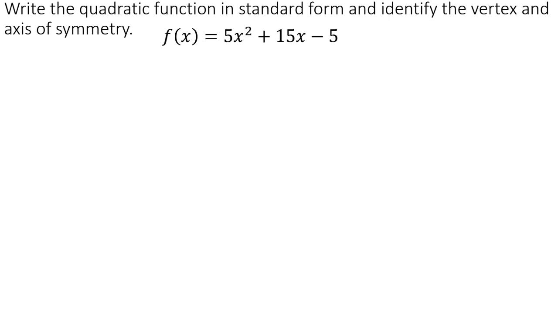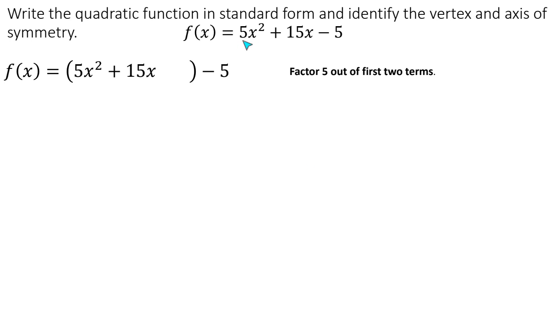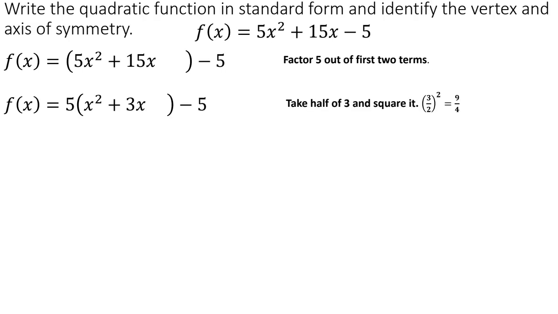Let's try one more that is not using even numbers, so maybe we'll end up with fractions. So if we go through the steps, we want to get rid of that 5. So first, I'm going to write my terms together in parentheses. I'm going to take out a 5 by factoring it out. Basically, 5 divided by 5 is 1, so that's how we get the 1 here. 15 divided by 5 is 3, so that's how we get the 3. Again, double check your work. 5 times x squared is 5x squared. 5 times 3 is 15x.